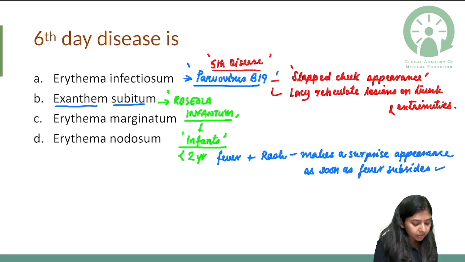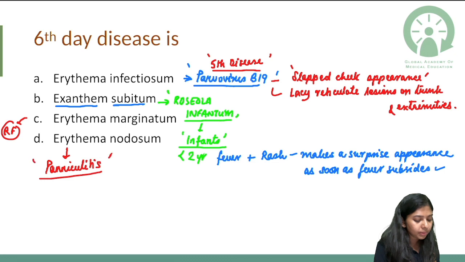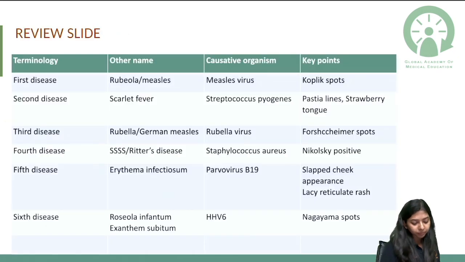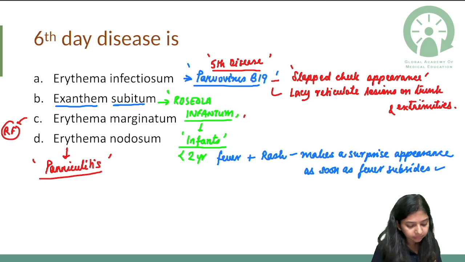Erythema marginatum is associated with rheumatic fever, and erythema nodosum is actually a panniculitis. Okay, it's an inflammation of the fat. So please remember erythema infectiosum, it's fifth disease caused by parvovirus B19, and sixth disease is caused by HHV6, right?